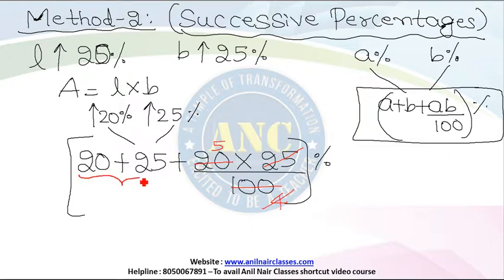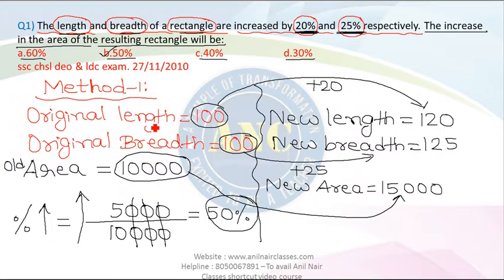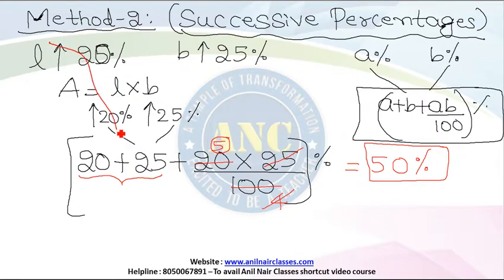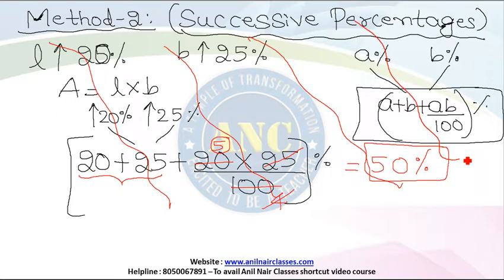20 plus 25 is 45. 45 plus 5 is 50. The answer for this question using method 2 is also 50 percentage. In method 1 also you got 50. That means in method 1 you should write so many things which are unnecessary in your examination hall. In method 2 you should learn by heart the formula A plus B plus A into B by 100 percentage.